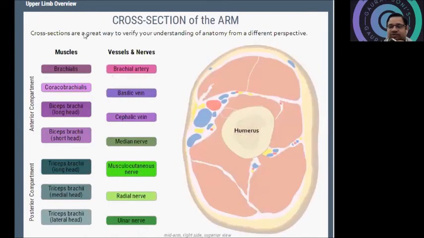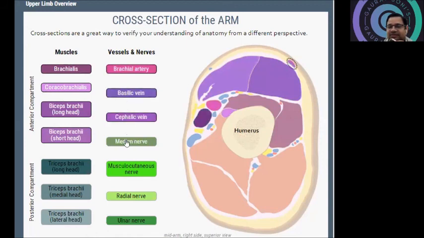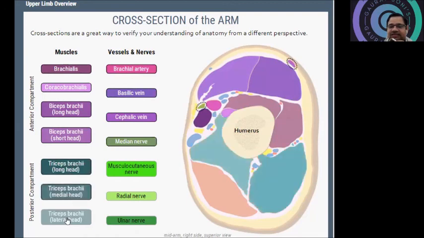Next part is cross section. Cross section is important to understand the whole anatomy. This cross section is taken from the mid arm, right side, superior view. The anterior compartment muscles are brachialis, coracobrachialis, biceps long head, and biceps short head. Blood vessels are the brachial artery, basilic vein, cephalic vein, and the median nerve. For the posterior compartment, there is triceps long head, triceps medial head, and triceps lateral head. Then the musculocutaneous nerve, radial nerve, and ulnar nerve. This is how we can understand the cross-sectional anatomy of the arm.